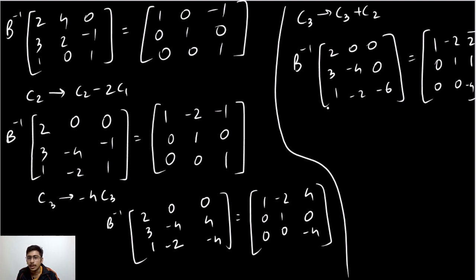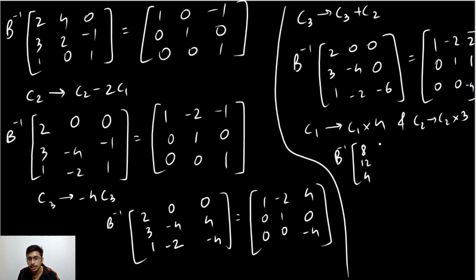Now let's try to make this fellow into 0. And how can I make that fellow into 0? Let's say C1 becomes C1 multiplied by 4, and C2 becomes C2 multiplied by 3, so that we'll get the same LCM. So B inverse times this becomes 8, 3 fours are 12, and 4, and this is 0, 4 threes is minus 12, and minus 2 threes is minus 6, and 0, 0, minus 6 as it is.